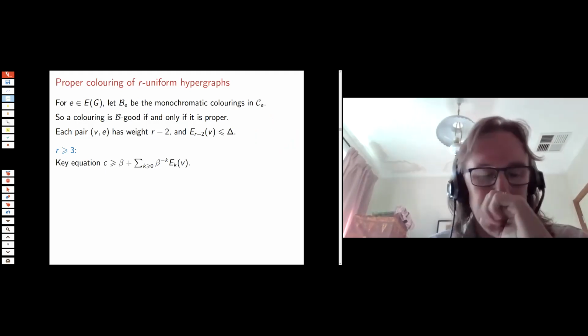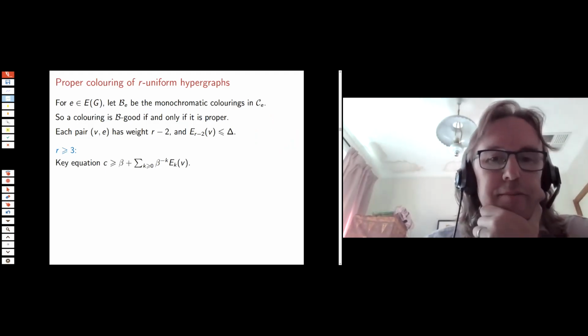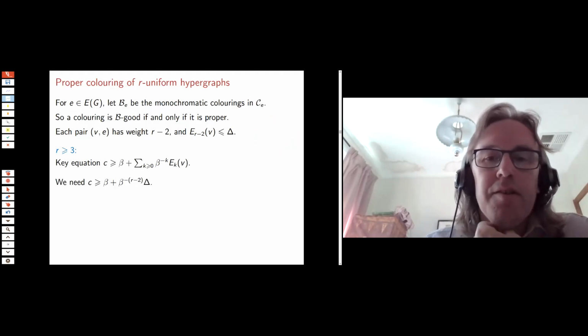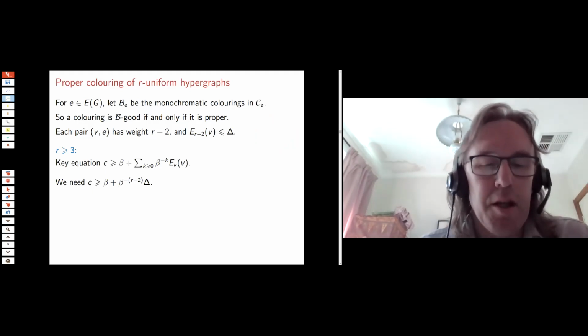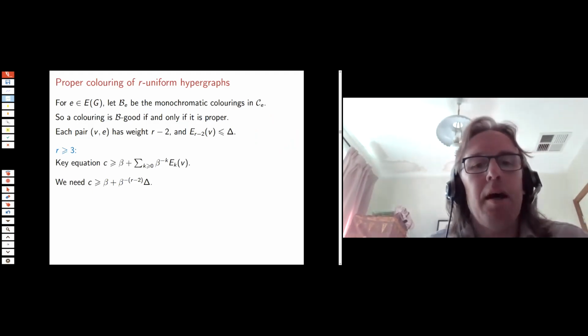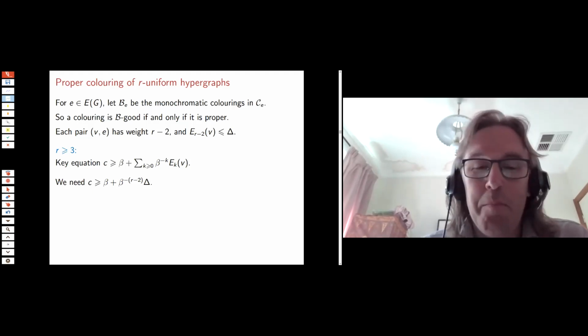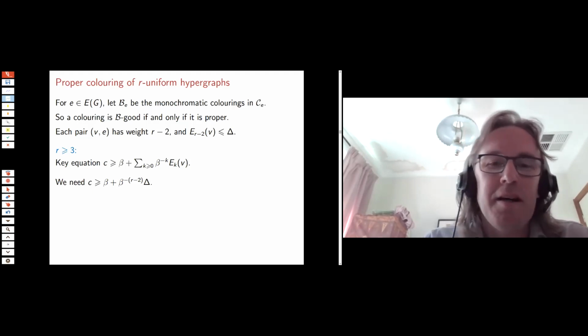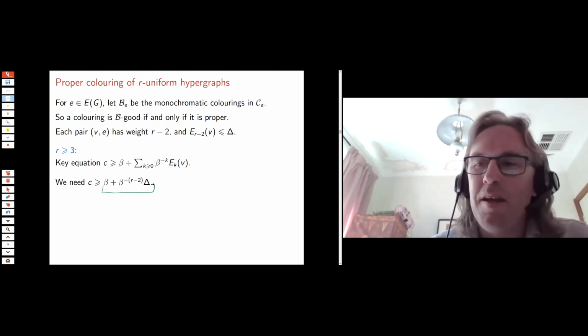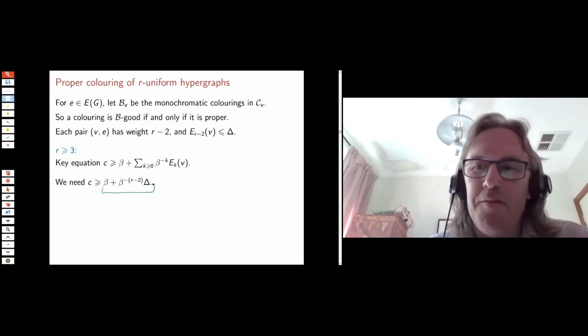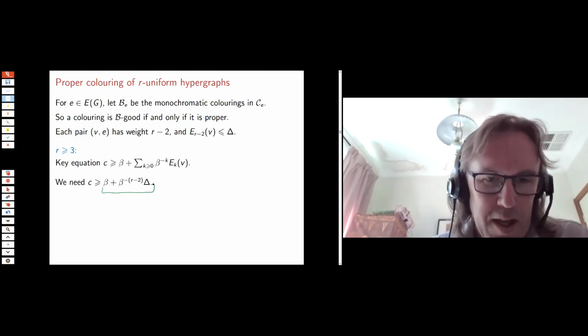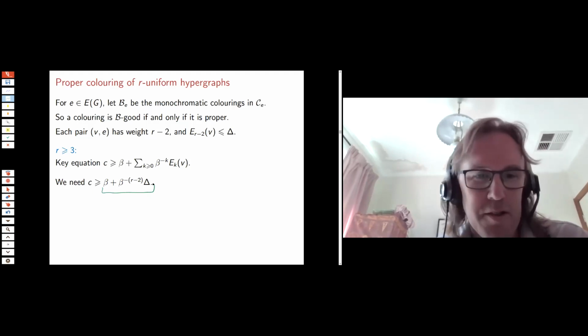Here's the key equation, assuming r is at least 3. And you plug in our values for E and you end up with this equation. And this is the equation you need to solve. You might remember from high school how to optimize such a function. It's a polynomial in beta, this expression on the right, and you want to minimize it. You want to keep the number of colors small. So what do you do? You take the first derivative of that and set it equal to 0 and solve it, and you will minimize it. So finally, I found something where calculus is useful.